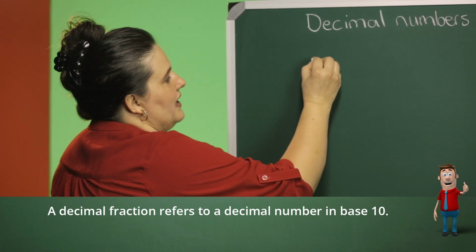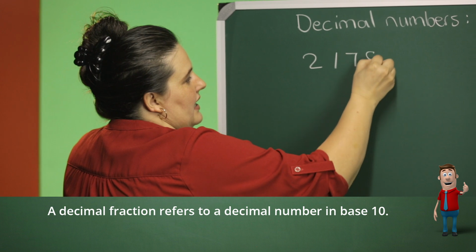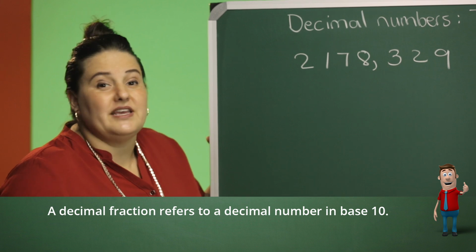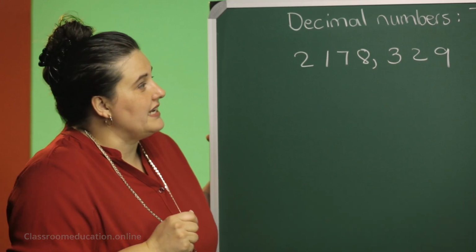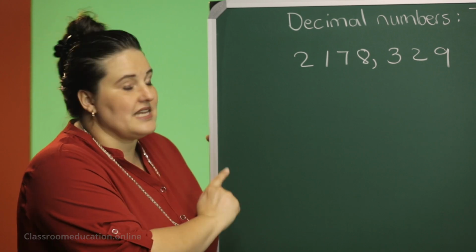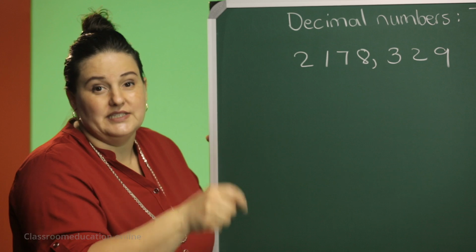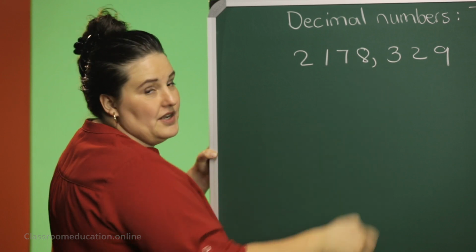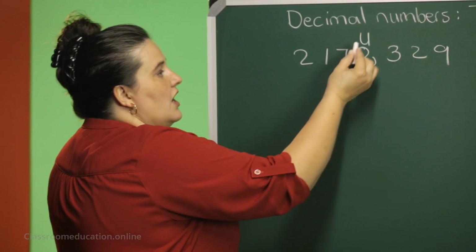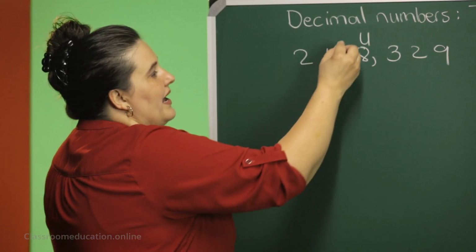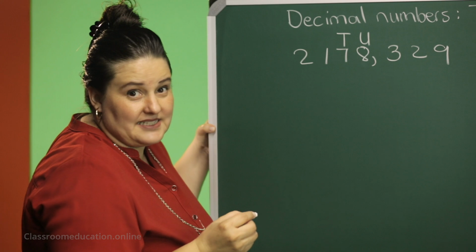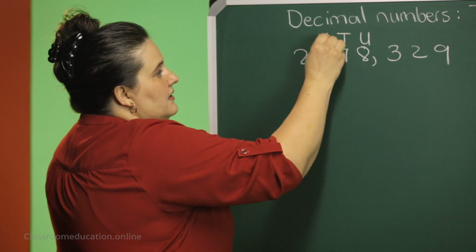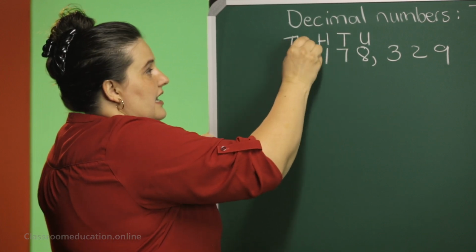If I give you the following number, 2178,329. First thing, how do we read this value? We will read it as 2178,329. You know by now that if I have this place value there, that will be the units. On the left-hand side of the units, we have our tens. Then left of that, we will have our hundreds. And then the thousands. And so on.